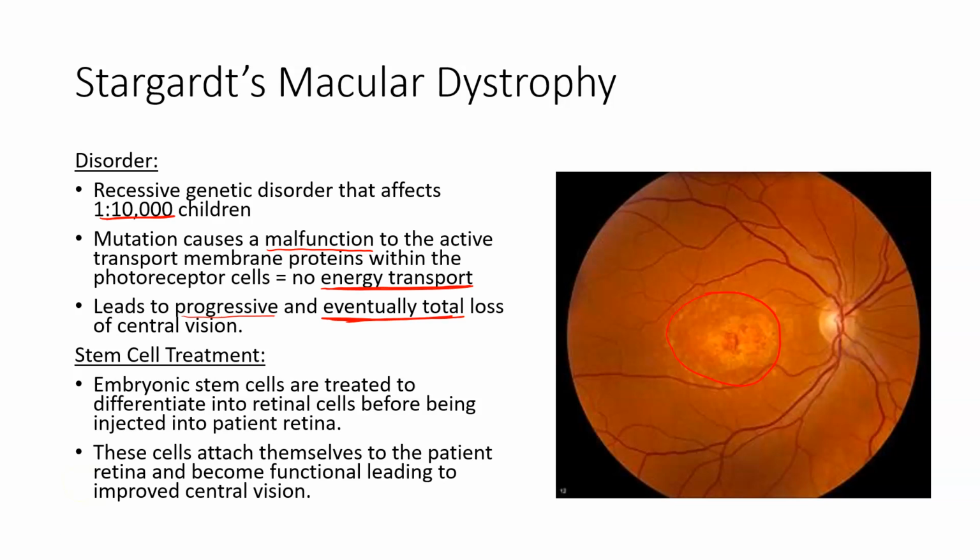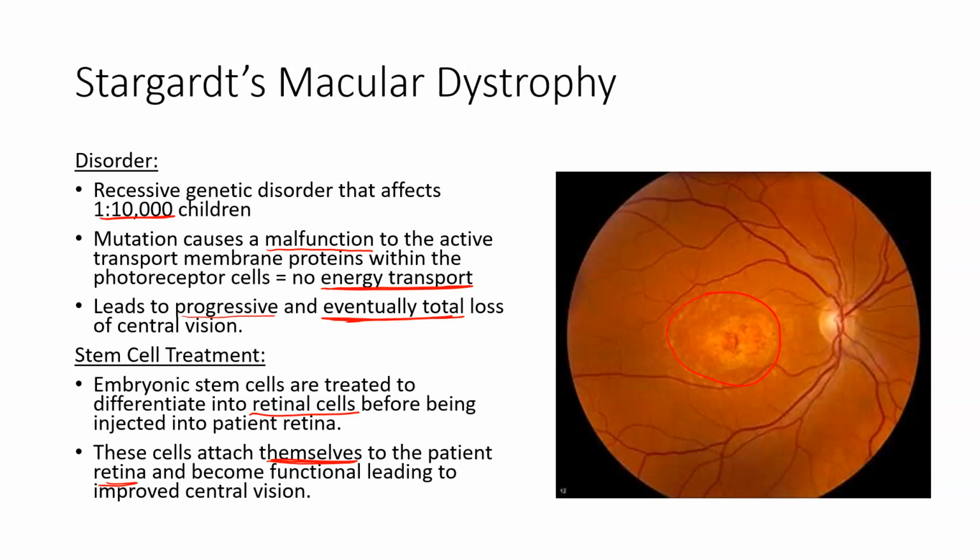Now, how can stem cell treatment work or impact the patient's outcome? It's all about treating these embryonic stem cells to differentiate specifically into retinal cells before injecting them to replace the patient's bad retina cells with those new and improved retina cells. Once those new retina cells that were produced from the embryonic stem cells are injected into the patient's retina, they quickly adhere or attach themselves to the retina and start functioning correctly, or at least that's the goal.